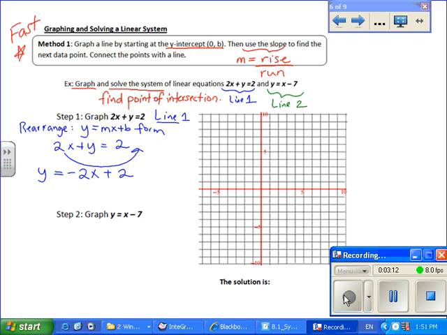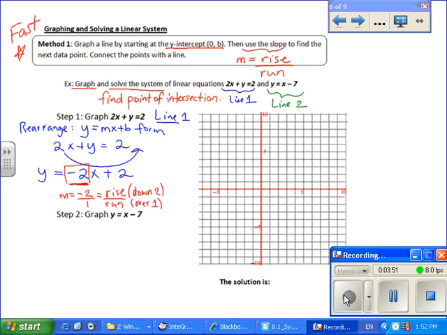So now I know that my slope is right here. Okay, m is equal to negative 2 over 1, and that is my rise over my run. Okay, a rise of negative 2 tells me to go down 2 over 1. Okay, let's write that down. That means a negative rise tells you to go down 2, okay, and then over 1.